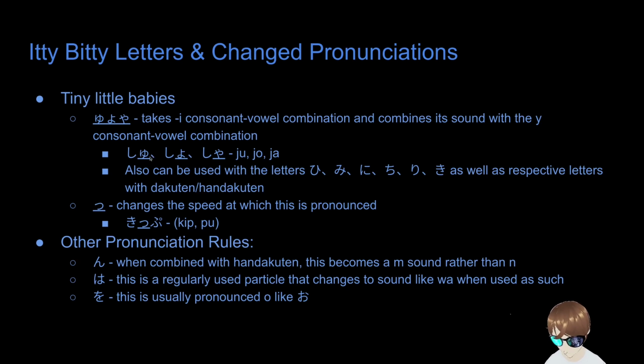For instance, we have ju, sho, sha. Oh, I guess I forgot to erase that. Wait, maybe something is not rendering here, actually. I think this is actually supposed to be ju, jo, ja, not what I wrote here. But if you imagine the dakutens there, I think it's not rendering properly.